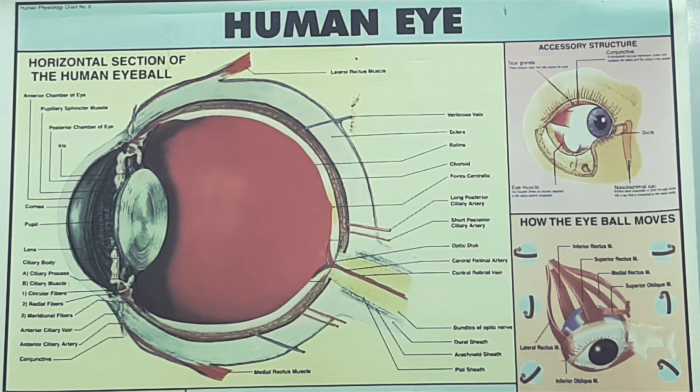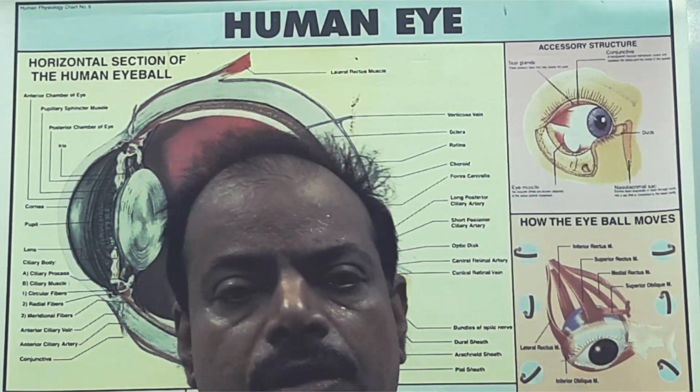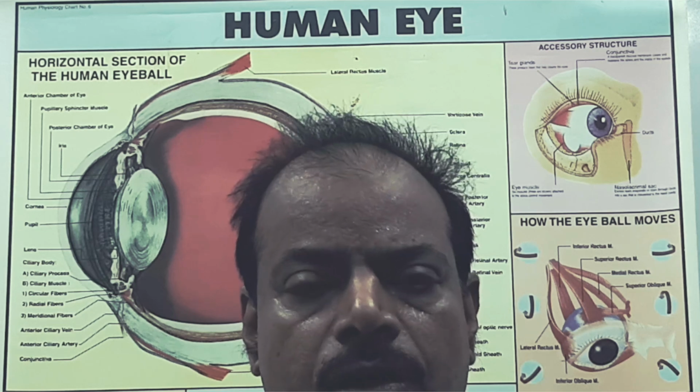So in this way we have studied the parts of the human eyeball, and in the next class we will study about the different defects of the eye.